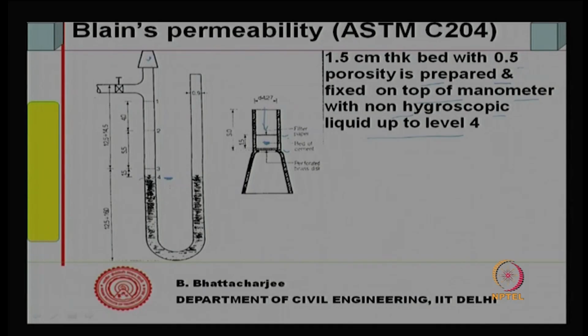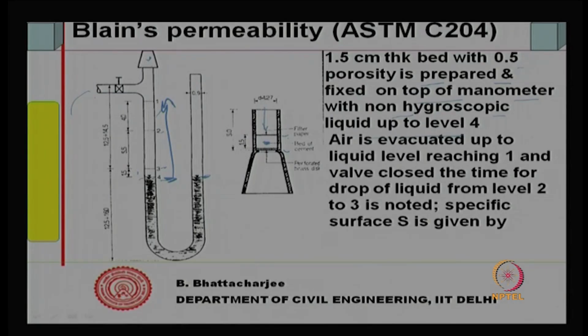Now, usually it is kerosene. So, you fix it at this level, it is filled up to there initially. Marks are there: 3, 2, 1, etc. The distances are also available, we know how much the head would be. So, after we place it here, by simple manual suction, you can suck the air out of it, such that this liquid moves up to 1. Air is evacuated up to the liquid reaching 1.